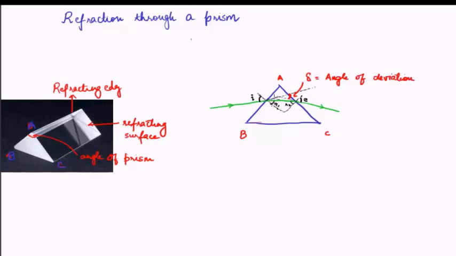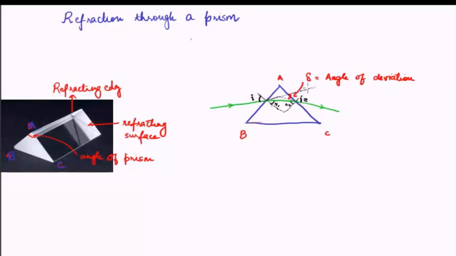This is the angle of deviation. Some of the deviation is caused at the first surface, and the rest is caused at the second surface. But the net total deviation is delta.